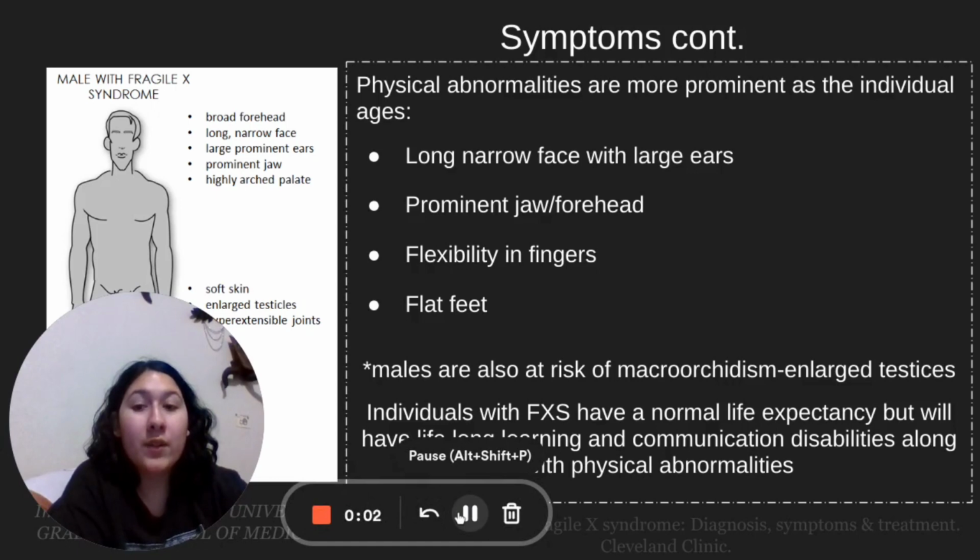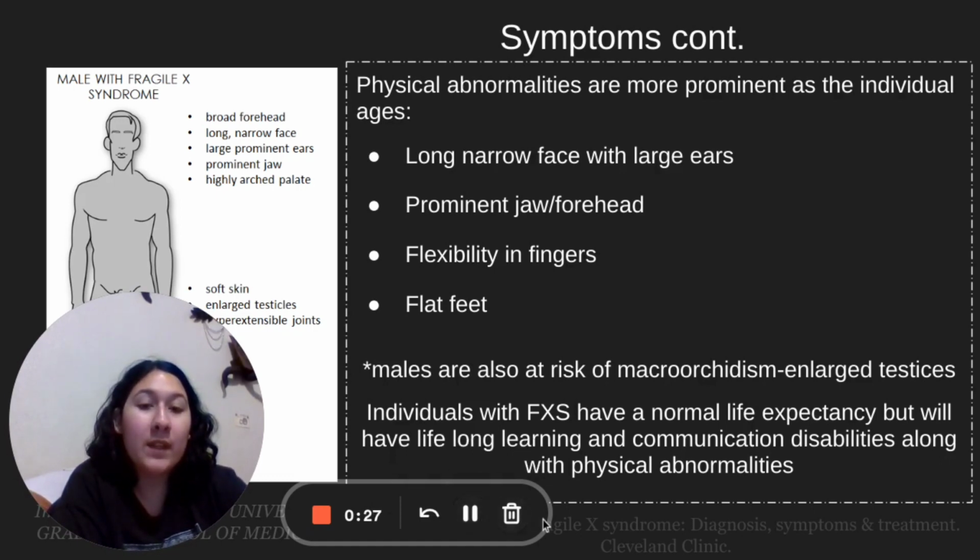This next slide also discusses symptoms, however, it's more a continuation of the physical aspects. Physical abnormalities are more prominent as the individual ages. The individual would have a long, narrow face with large ears, a more prominent jawline or forehead, flexibility in fingers, and flat feet. Males are also at risk of enlarged testicles after puberty.